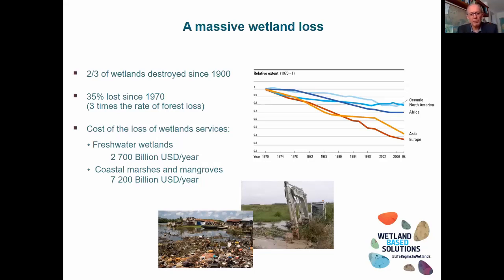Les zones humides côtières et les mangroves, la perte de ces zones humides côtières et mangroves a un coût pour la société de 7200 milliards de dollars par an. Vous voyez que c'est tout à fait colossal.